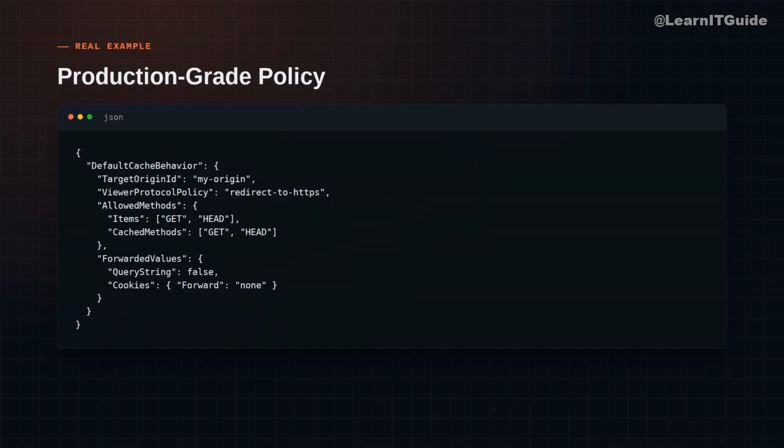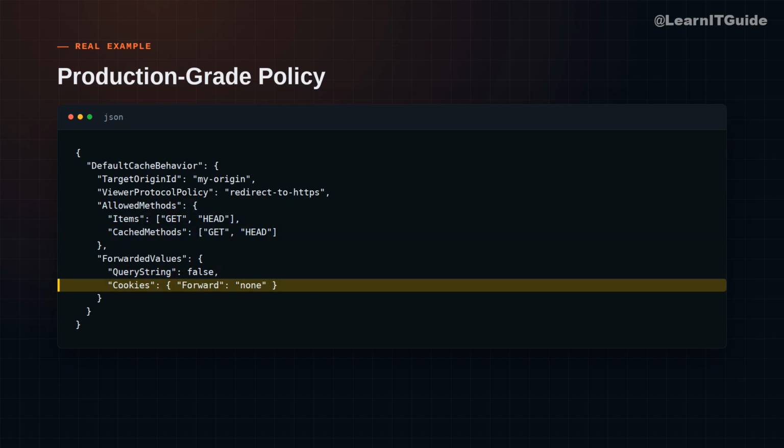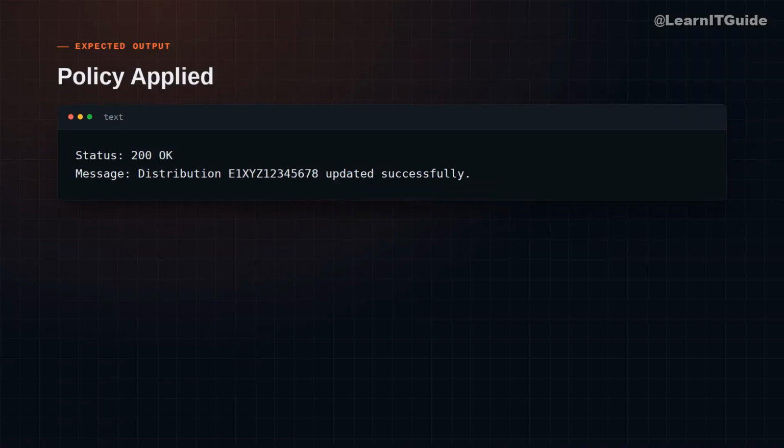In production, you want a strict cache behavior. This JSON configuration ensures that all traffic is forced to HTTPS. We also explicitly whitelist only GET and HEAD methods. By disabling query string and cookie forwarding, we maximize the cache hit ratio, which is the key to keeping your cost low and performance high. After applying this policy, you get a success message. Your distribution is now hardened. This configuration is what senior engineers use to prevent cache fragmentation and ensure high security standards for web applications.